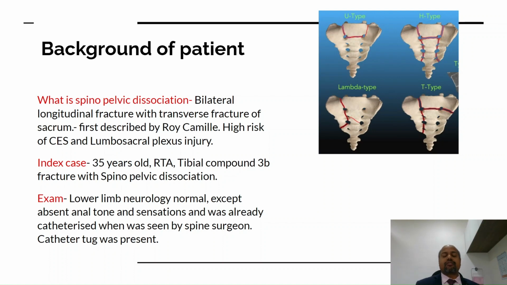Now, the case we are describing here is a 35-year-old male who had a road traffic accident and had a tibial compound type 3B fracture with spinopelvic dissociation. In terms of the examination, the lower limb neurology was normal except the anal tone was absent and the anal sensations were also absent. The patient was already catheterized when the spine surgeon saw him. This is a case of one of my colleagues, Dr. Akhil Tawri, who is also a consultant spine surgeon working with us in the Mumbai region. The catheter tug was also present in this patient.